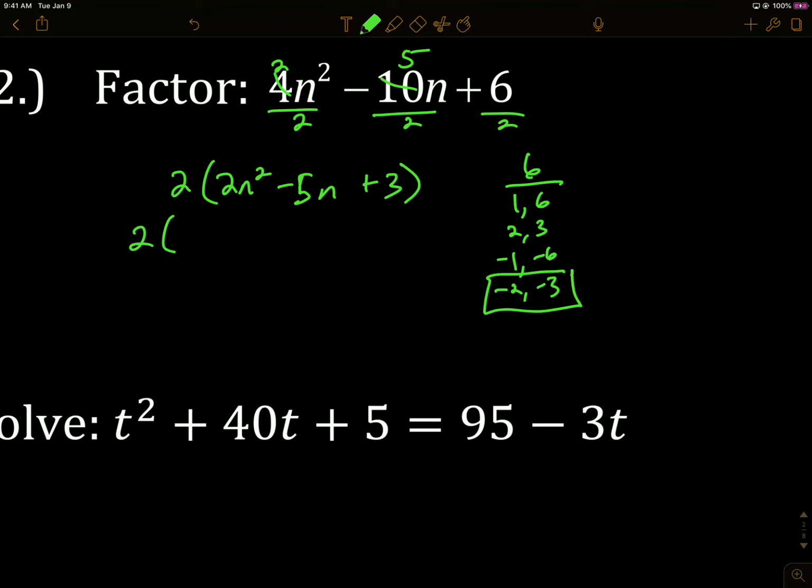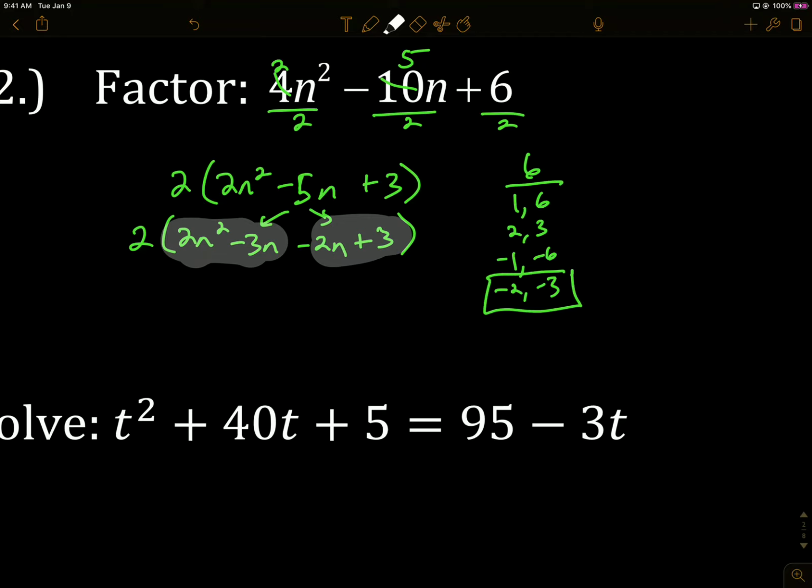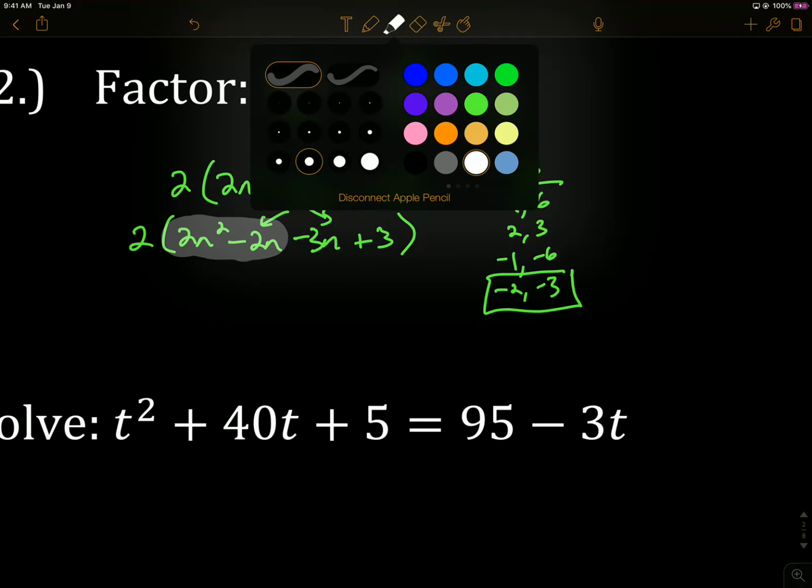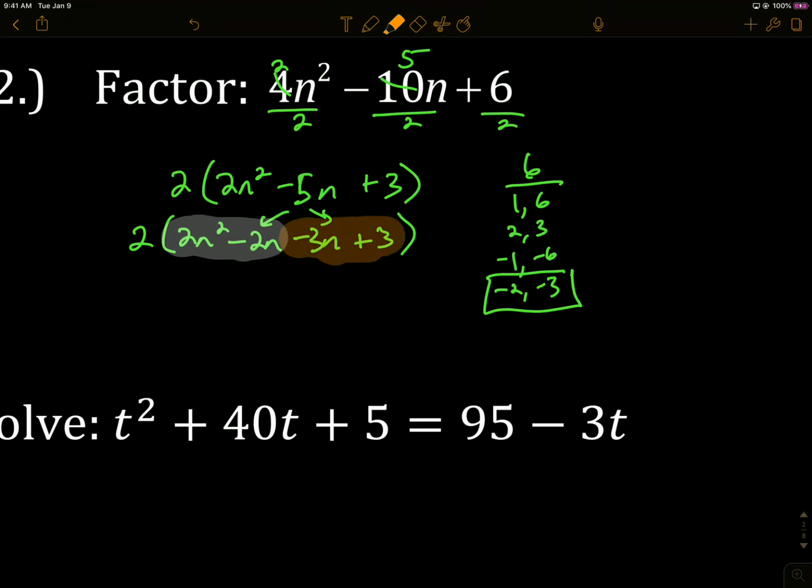So now when a is not 1, what I do is I split that linear term. So it's got negative 2 and negative 3. If I go negative 3n minus 2n, that's a bad choice, because when I try to common factor the 2 and the 3, they don't go well together. When I try to common factor them here again, they don't go well together. So I can switch around and go minus 2n minus 3n. That's a much better choice, because now when I factor by grouping, those two go together well, and these two go together well.